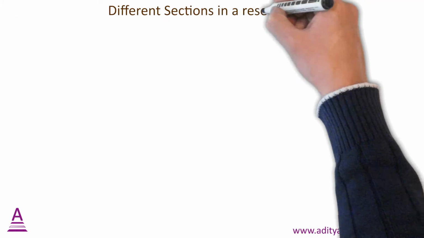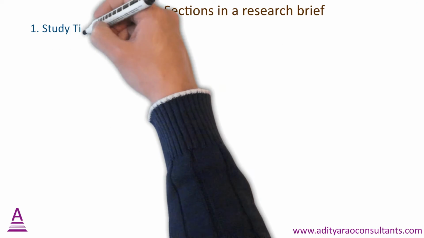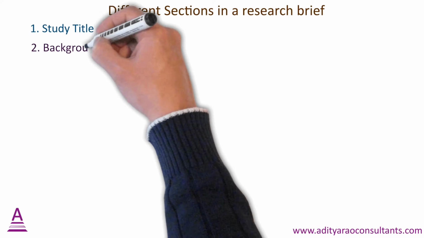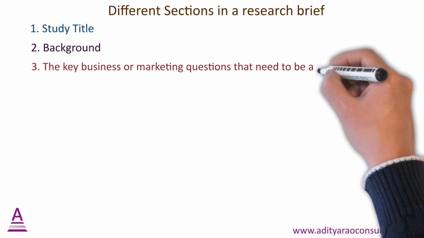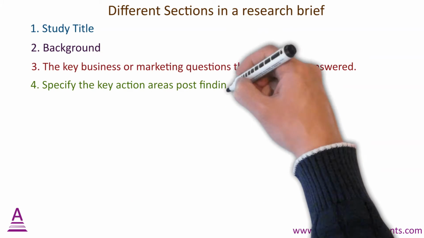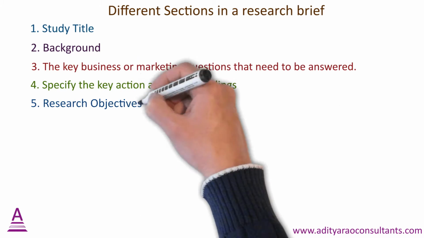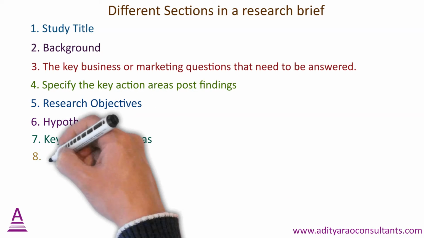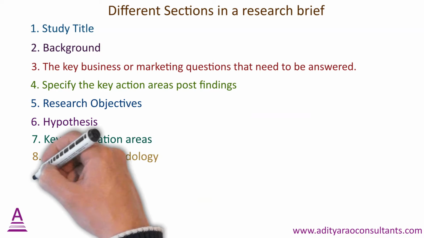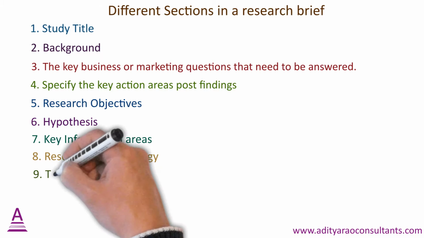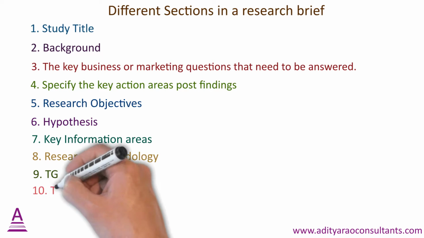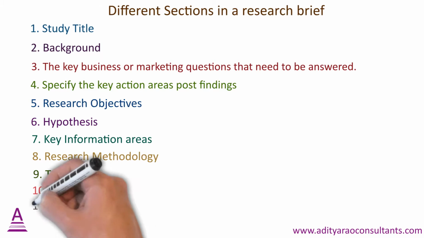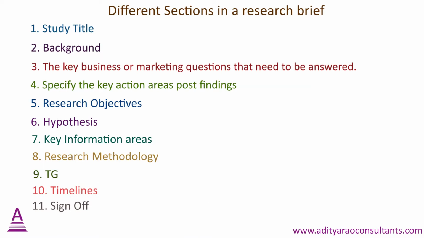A typical research brief has the following sections: study title, background, business or marketing question, action areas, research objectives, hypothesis statements, key information areas, research methodology filled by the CMI team, target respondent profile, timelines, and sign off. Let's look at each of the sections one by one.